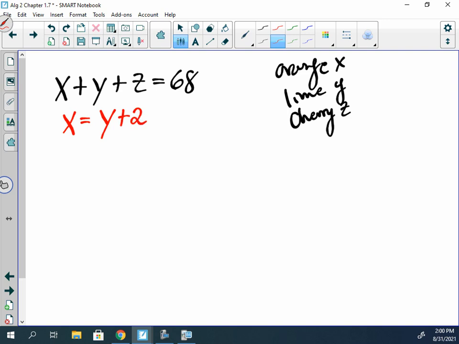So X is equal to Y plus 2, because he found that there were 2 more orange than lime. So whatever lime is, we have to add 2 to get to orange. And cherry is 4 more than orange. So Z is equal to X plus 4.